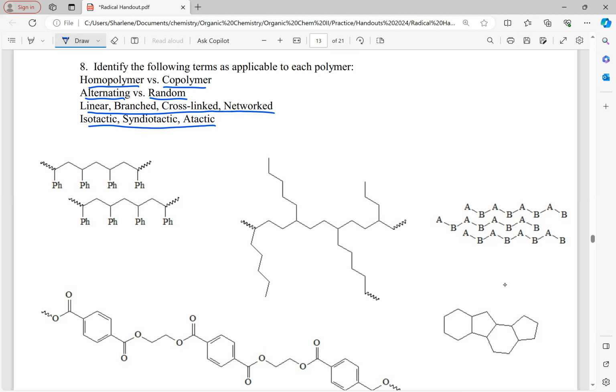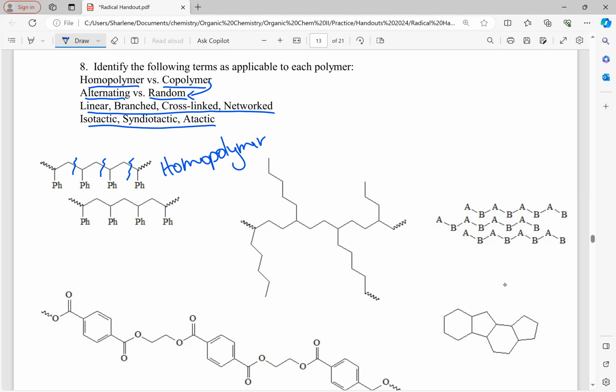Let's do this first one together. All right, this looks like a repeating pattern of the same monomer. Okay, so it's a homopolymer. Is it alternating or random? Oh, so homopolymers, they don't alternate or random because there's only one. So I can't answer that one.